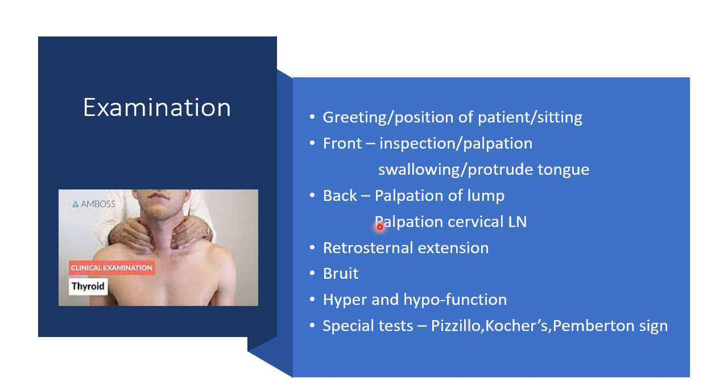The 7 groups of lymph nodes of the neck, which I shall highlight in a short while. Then very important, if it is a large goiter, it is very important to look for retrosternal extension by percussion below the clavicle on the affected side. Auscultation is very important to determine whether there is a bruit that is heard.